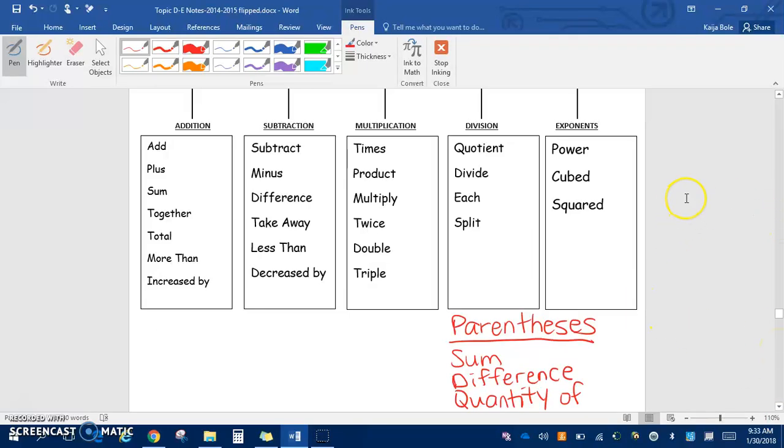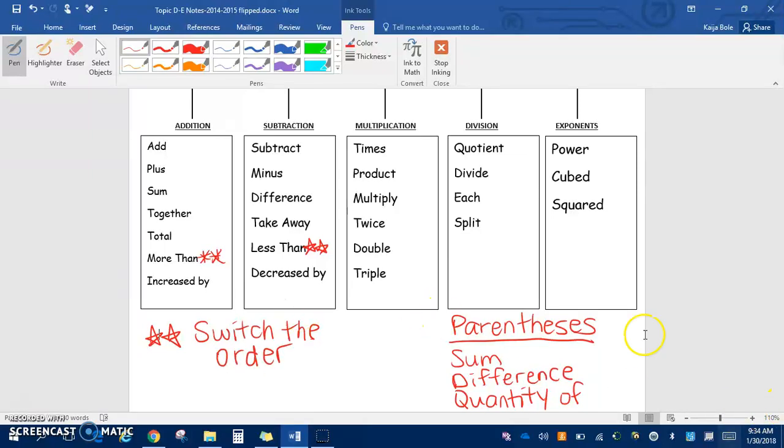Alright, so now that you've written these down, there's a few that I want you to put some stars by though, because we're going to write some special notes. So I want you to put stars next to more than, as well as less than, because remember those two mean that we need to switch the order. And we talked about that in previous videos.